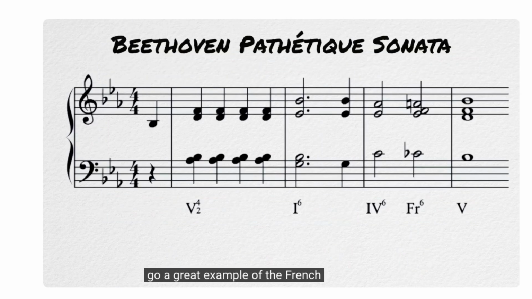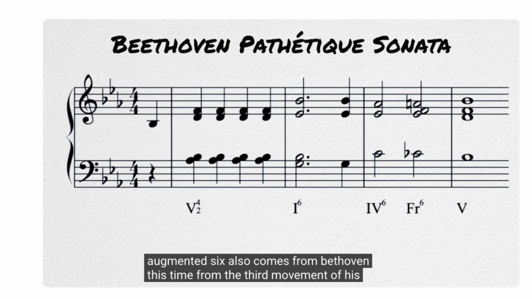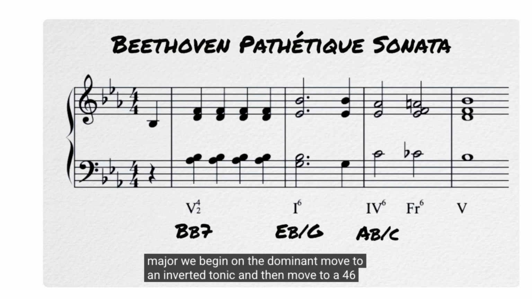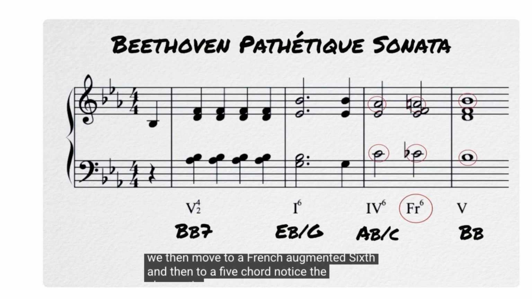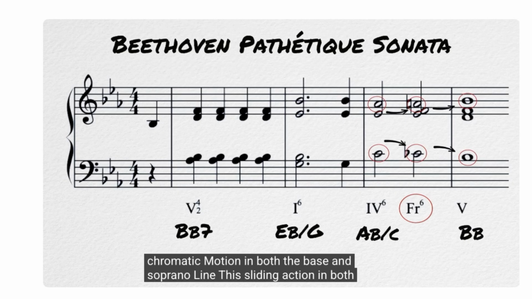A great example of the French augmented sixth also comes from Beethoven, this time from the third movement of his Pathetique Sonata. This movement is in E flat major. We begin on the dominant, move to an inverted tonic, and then move to a 4-6. We then move to a French augmented sixth, and then to a 5 chord. Notice the chromatic motion in both the bass and soprano line. This sliding action in both voices heavily draws the ear to the dominant.